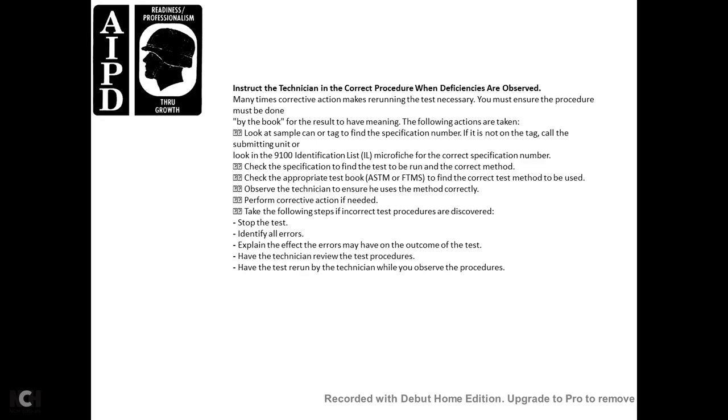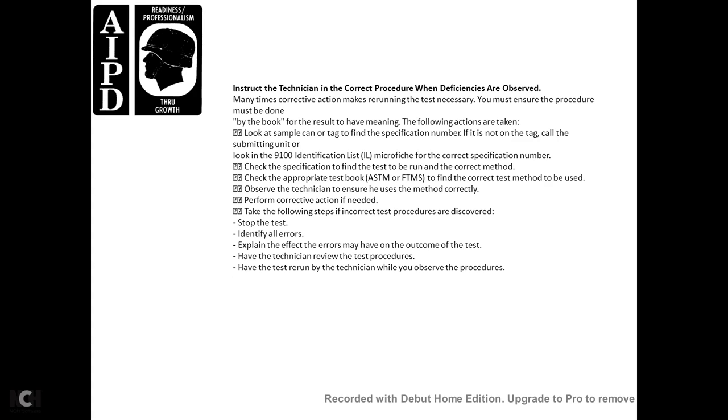specification number. Check the specification and find the test to be run and the correct method. Check the appropriate test book, ASTM, and other test methods and procedures to find the correct test method to be used. Observe the technician to ensure the method is used correctly and perform the corrective action if needed.